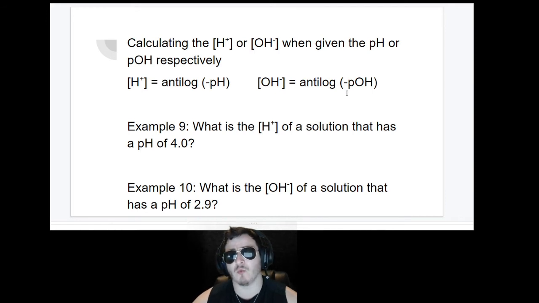Example 9. What is the hydrogen plus concentration of a solution that has a pH of 4? They're straight up giving you the pH, and look at what you need in order to solve for H plus. You need the pH. So this one is cut and dry. Second log, negative 4, and I'm going to get my answer.